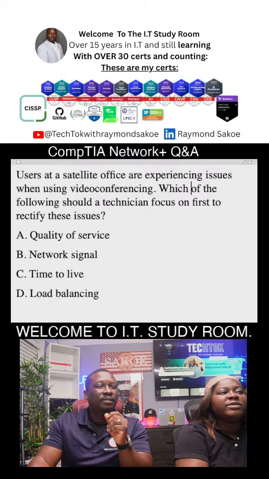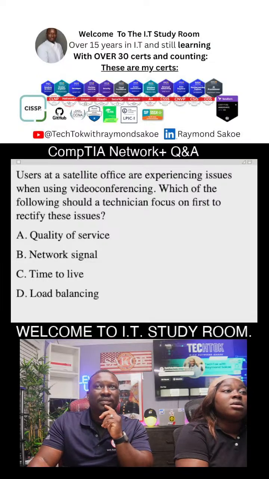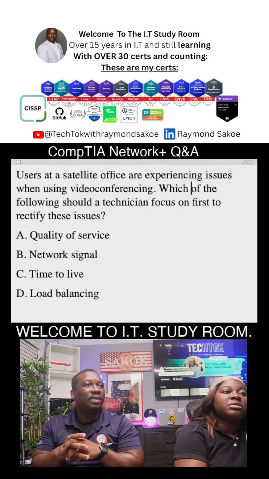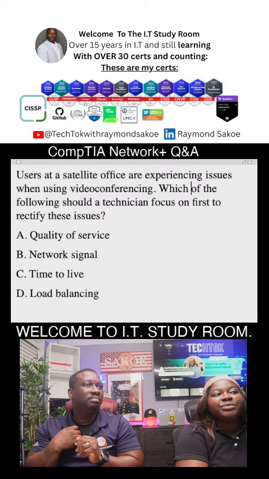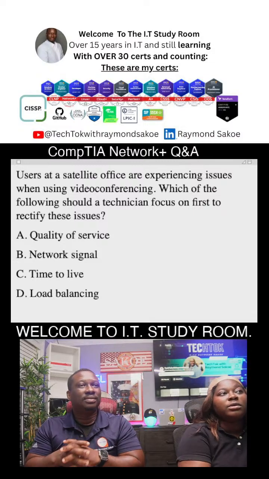Booz is saying quality of service is an abstract of network availability. Not really. Okay. What's the answer? All right. So it will be A. Quality of service. Okay.